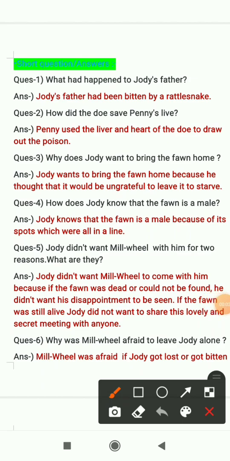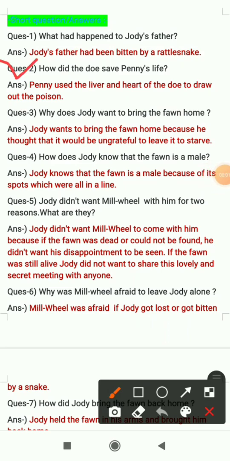Now let's see the short question answers of this lesson. First one is what had happened to Jody's father. Jody is the main character in the lesson. So what had happened to his father? Answer will be Jody's father had been bitten by a rattlesnake. Question number second is how did the doe save Penny's life? So Penny Baxter is the name of Jody's father, and how did the doe save the life of Jody's father?